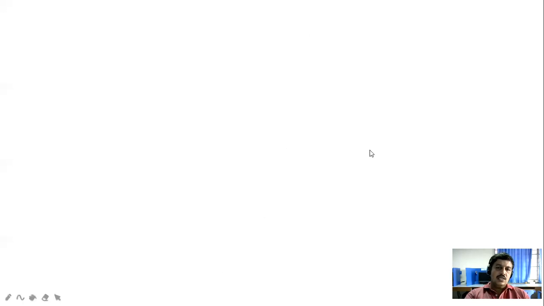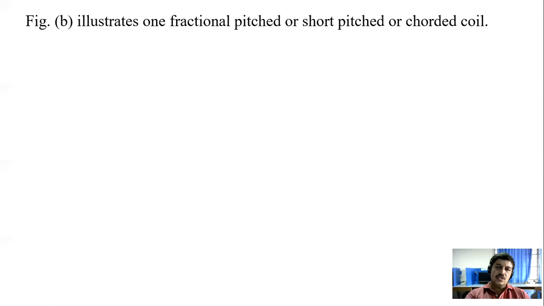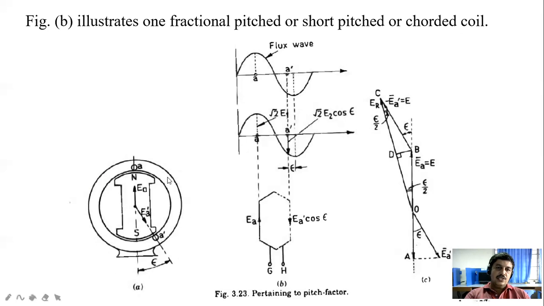Now let us consider the short pitch coil. Suppose we consider one fractional pitch or short pitch coil, or chorded coil. This is the representation of a chorded coil. Here again we consider a two-pole synchronous machine with an armature coil represented by A A dash. Coil side A lies under the influence of the N pole, but coil side A dash does not lie exactly under the influence of the S pole; it is behind the S pole by the chording angle epsilon. So the position of coil side A dash is chorded by angle epsilon from its full pitch position.